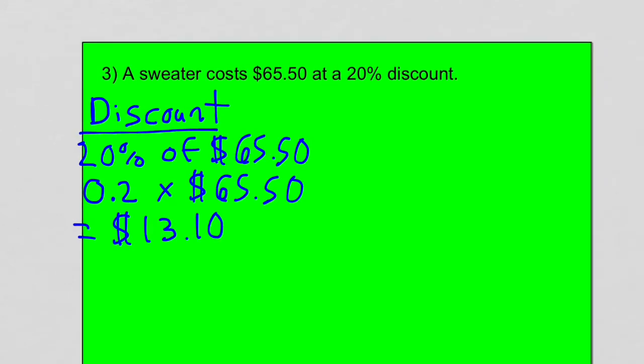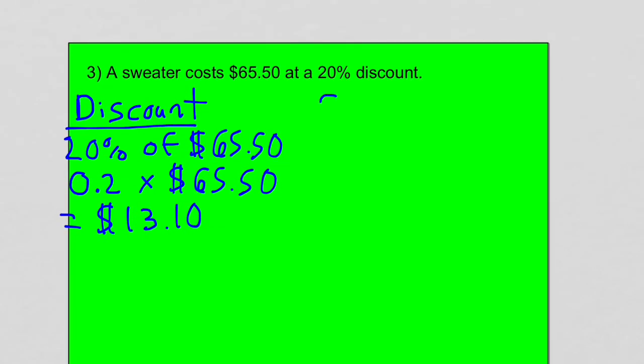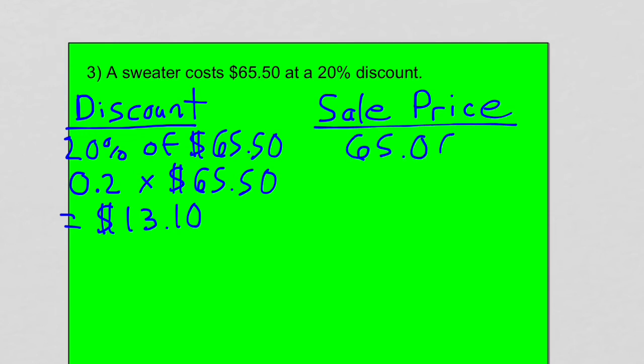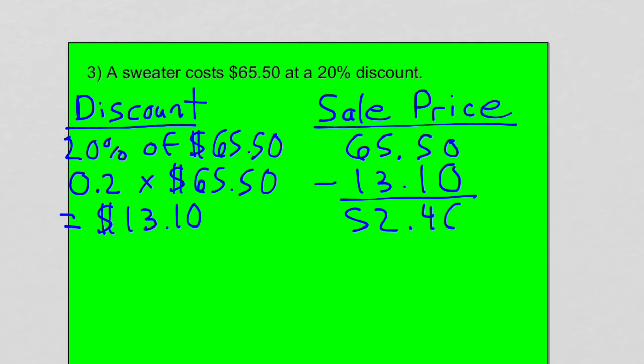Okay, and then you'll calculate your sale price. So you take your regular price of $65, you subtract your discount, $13.10. Oh, and I noticed an error. That's $65.50. And you subtract those, and you get a sale price of $52.40.